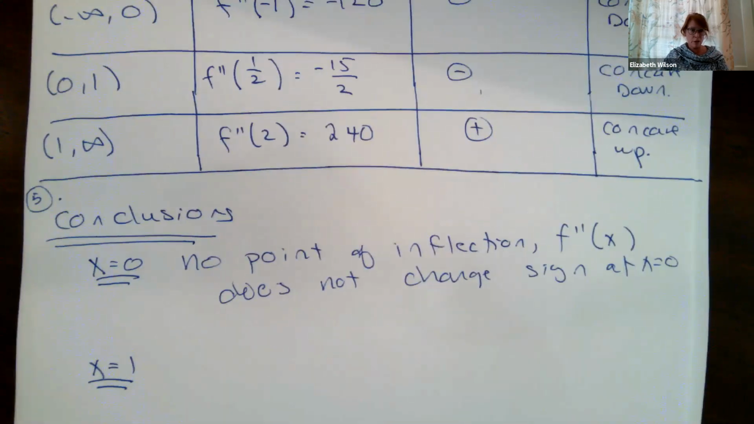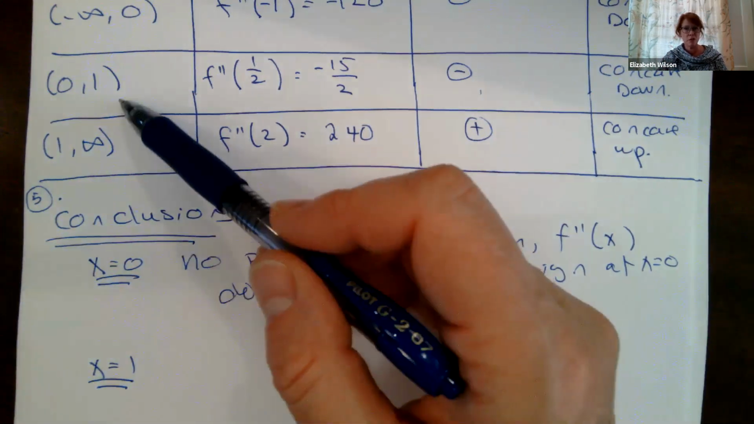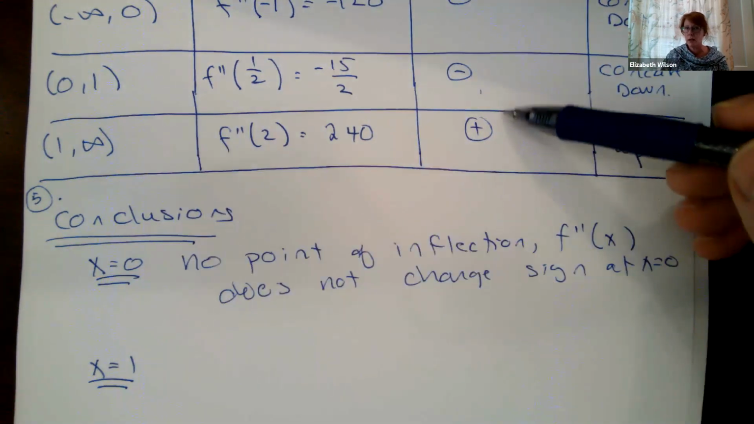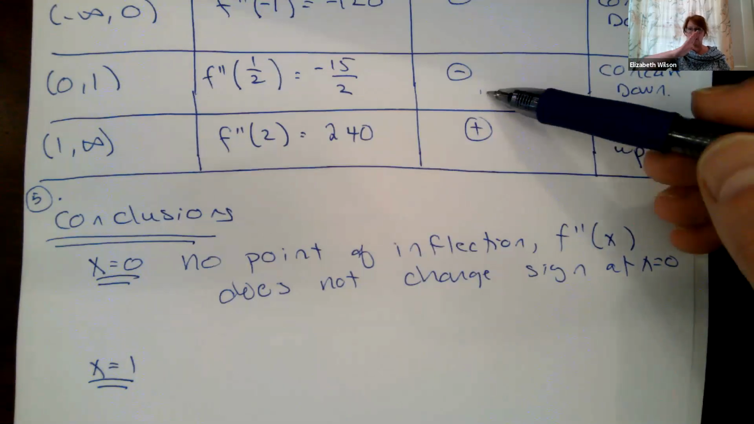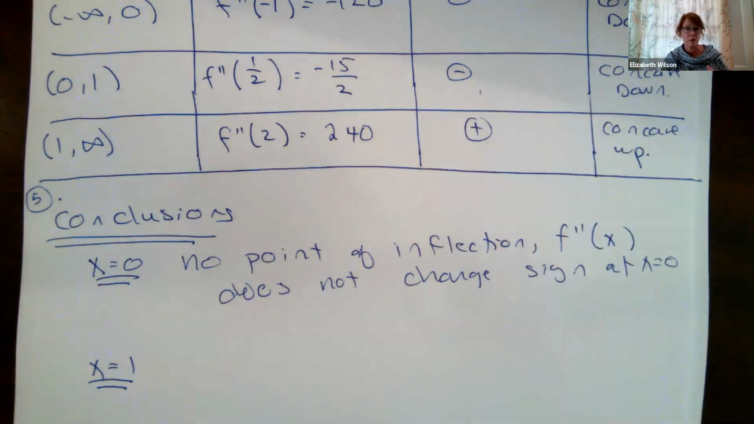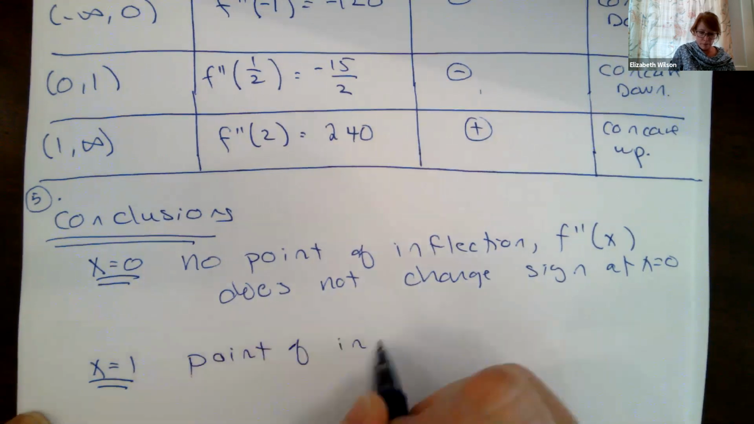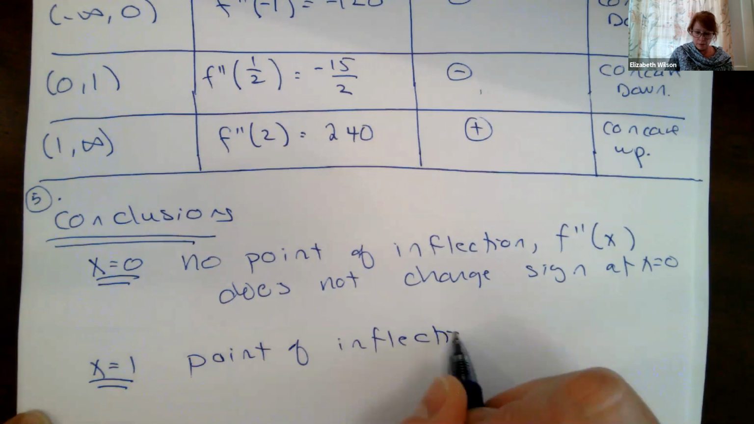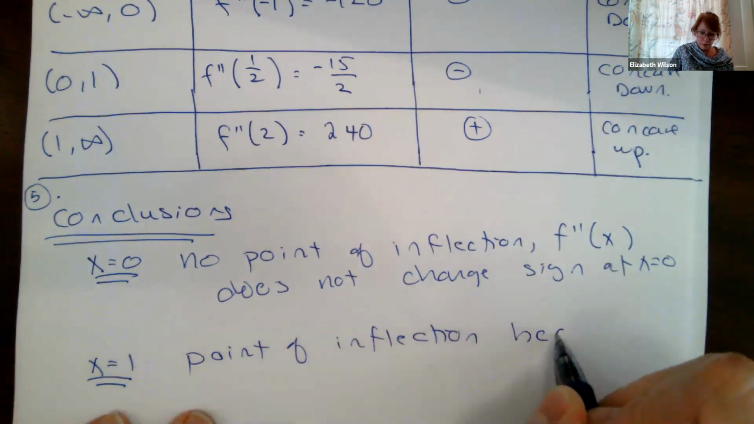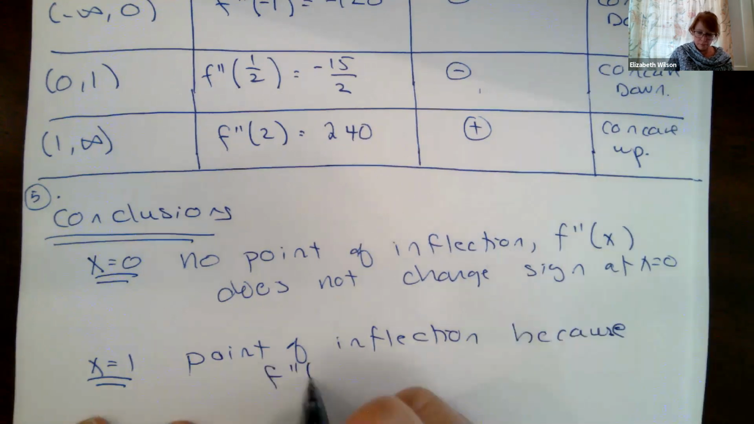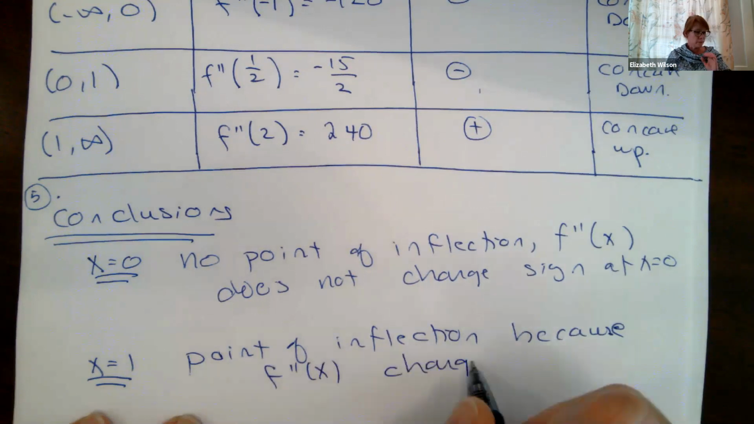On either side, from 0 to 1 and 1 to infinity, my second derivative changes sign from negative to positive, which means I go from concave down to concave up. Because my second derivative is changing sign, I have an inflection point. So this is a point of inflection because my second derivative changes sign at x equals 1.